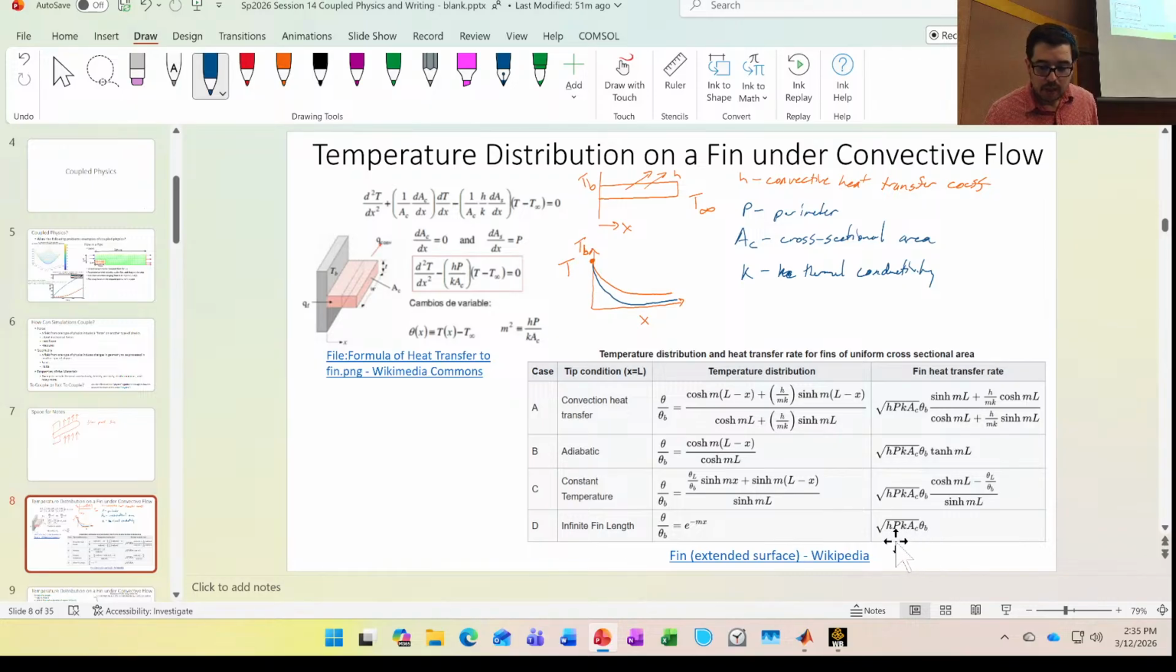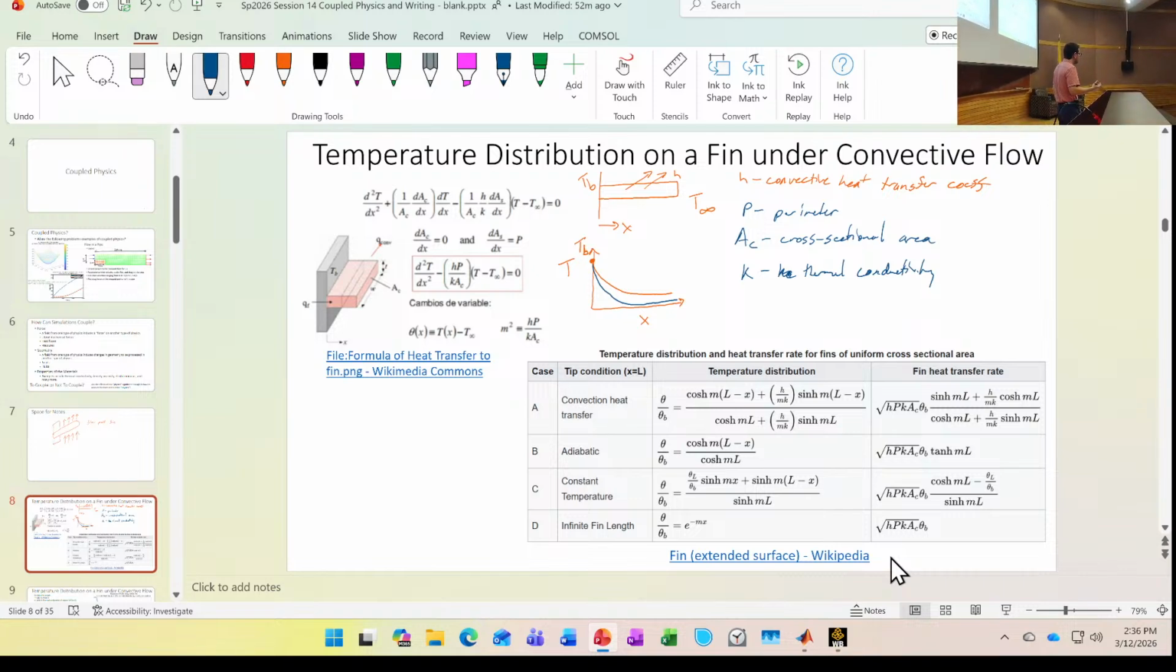So look, if h is high, if the wetted perimeter is high, if the thermal conductivity is high, if the cross-sectional area is high, all those things end up increasing the amount of heat that you can whip away from your system. Okay? And you're going to get to kind of simulate this type of system.